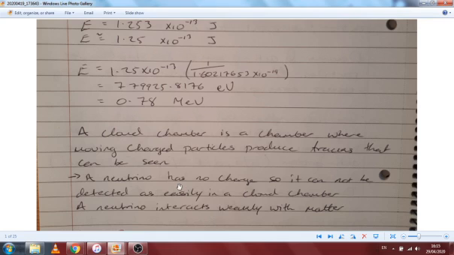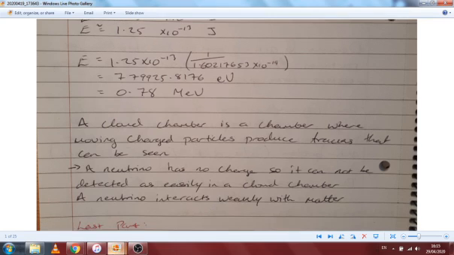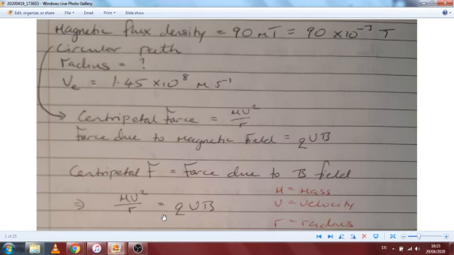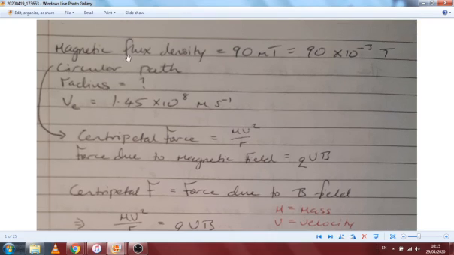Next we get into a bit of mathematics. So it says in a cloud chamber, an electron travels perpendicular to the direction of a magnetic field of flux density 90 millitesla, and it follows a circular path. Calculate the radius of the circle when the electron has a speed of 1.45 by 10 to the 8 meters per second. So I start off, as I usually do, by taking down my quantities and getting their numbers. So magnetic flux density is one of our first numbers, which is given as 90 millitesla. So I convert that into SI units of 90 by 10 to the minus 3 Tesla.